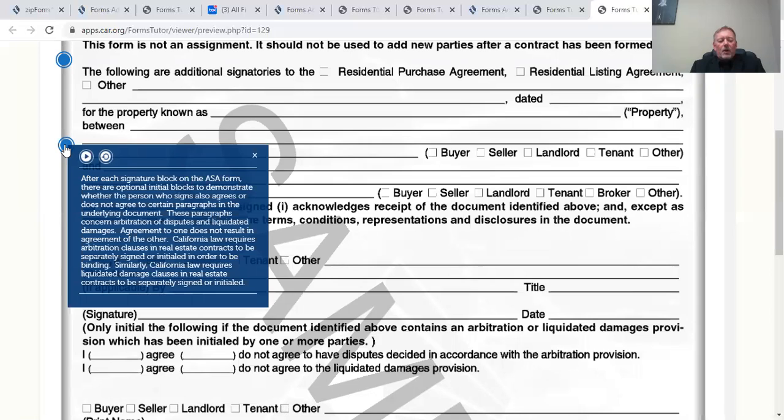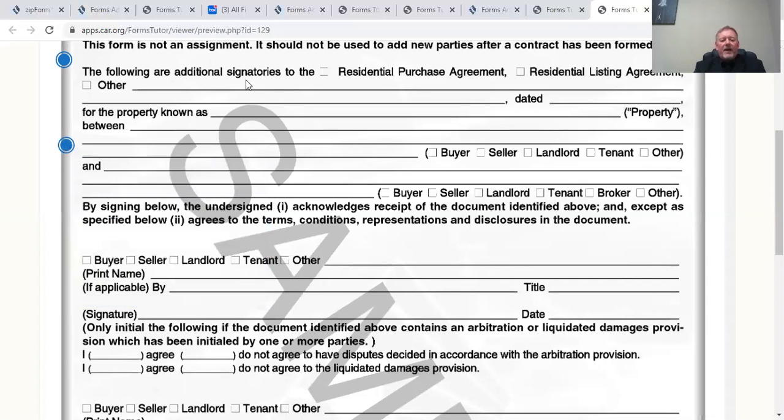California law requires arbitration clauses in real estate contracts to be separately signed or initialed in order to be binding. Similarly, California law requires liquidated damages clauses in real estate contracts to be separately signed or initialed.